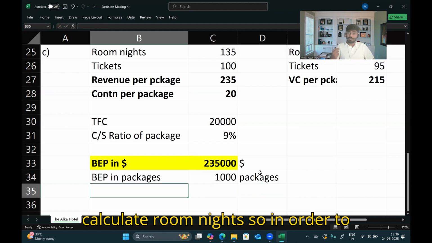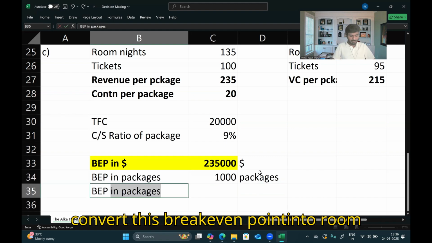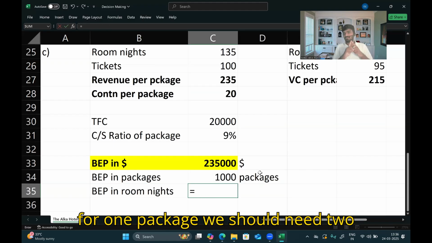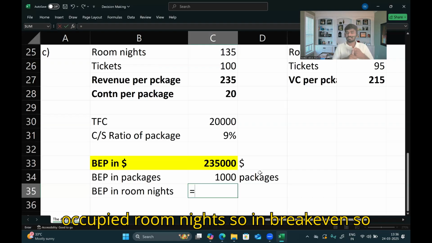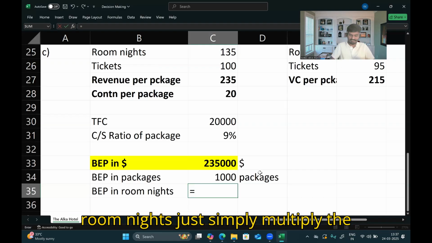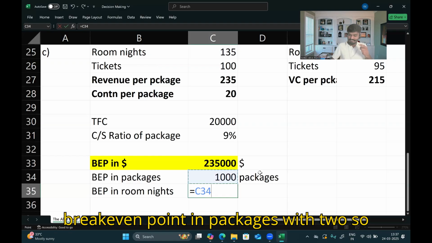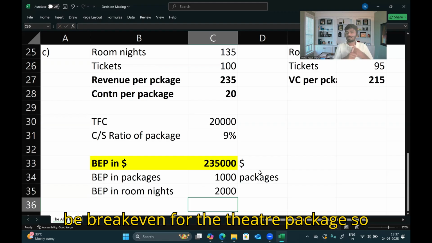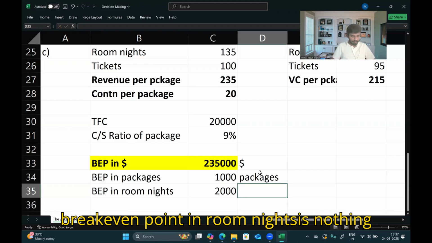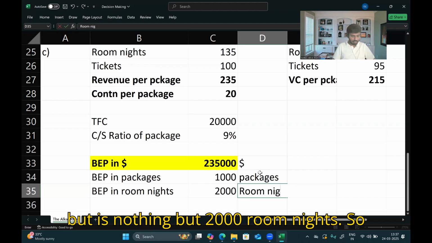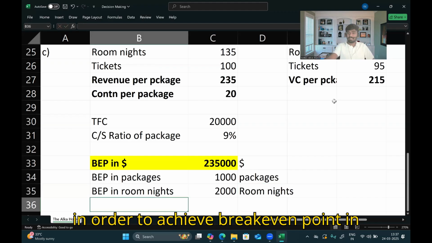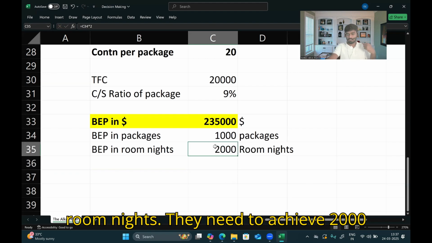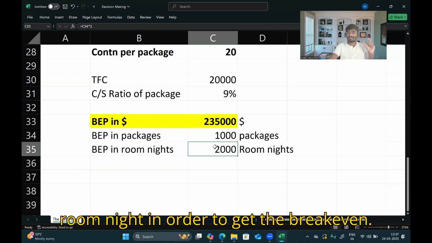So we need to calculate room nights. For one package, we need 2 occupied room nights. So in order to calculate the break-even point in room nights, simply multiply the break-even point in packages by 2. If 2,000 rooms are occupied, then it will be break-even for the theater package. So the break-even point in room nights is 2,000 room nights.